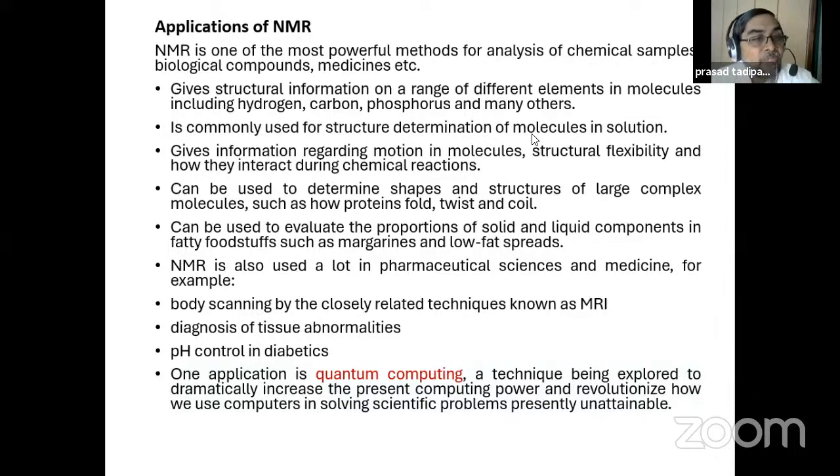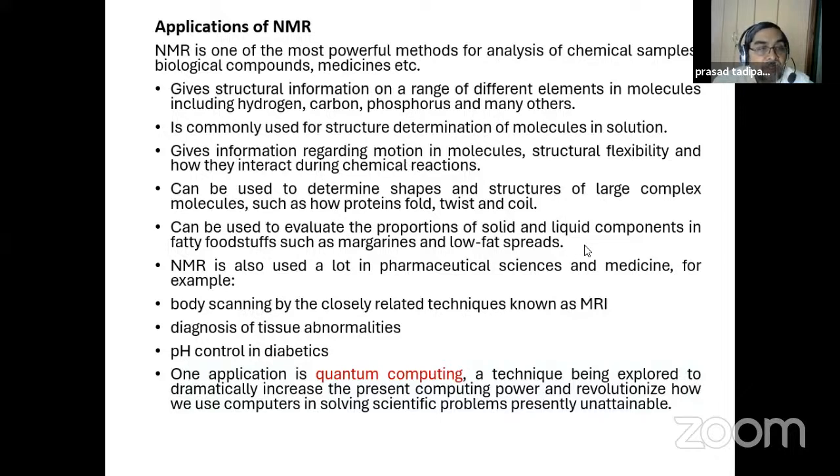And it gives information regarding the motion in molecules, structural flexibility, and how they interact in a chemical reaction. Using this, we can determine the shapes and structures of large complex molecules, that is proteins, and how the proteins twist or coil. All these very complex structures you can also analyze.